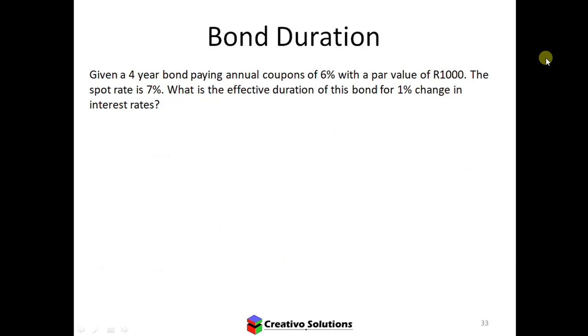Right, so you have an example here. Let's have a look at it. Given a 4-year bond paying annual coupons of 6% with a par value of 1,000, the spot rate is 7%.